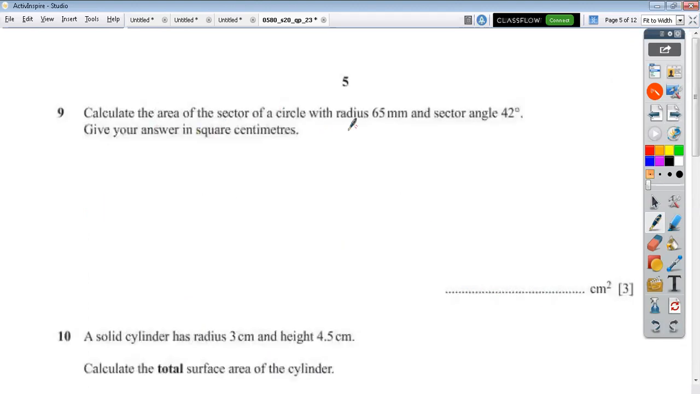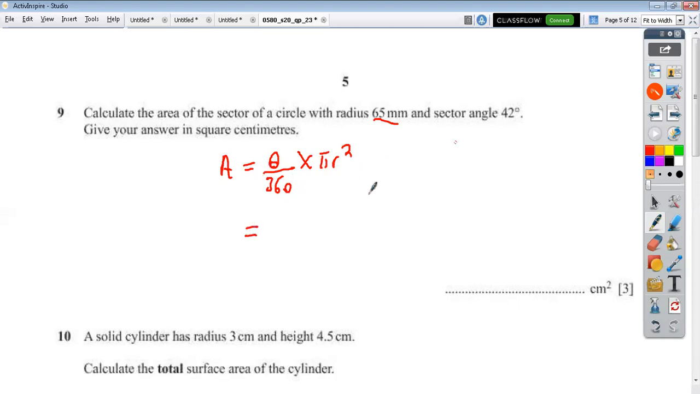Calculate the area of a sector of radius that and the sector angle of that. So area of a sector, what's the formula? By now you should be knowing that, you are writing in less than 2 months. What's the formula? Theta over 360 multiplied by pi r squared. It's simply a fraction of the circle multiplied by pi r squared.